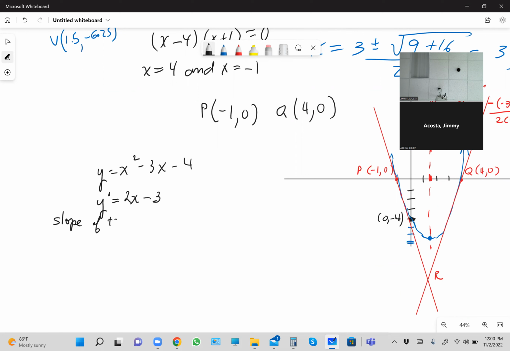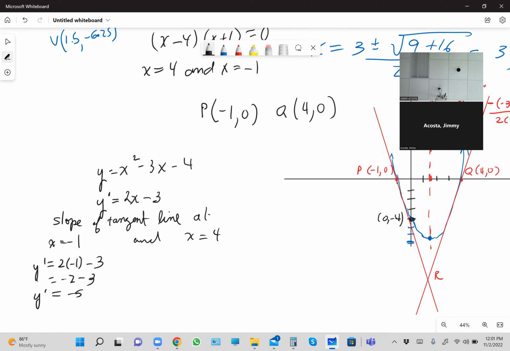So now we're going to find the slope of the tangent line first at x equals -1 and then x equals 4, right? Put it in there. Y prime equals 2 times -1 minus 3. So that's -2 minus 3, that's -5. So the slope at x equals -1 is what? What's the slope? -5.